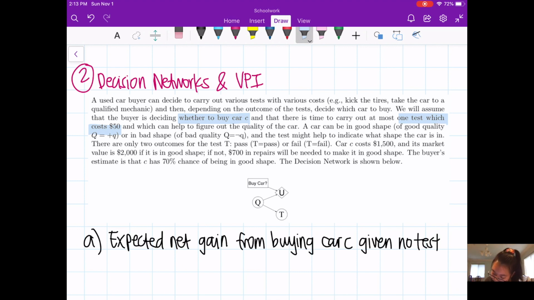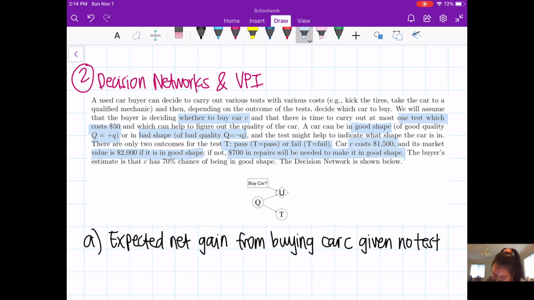And a car can be in good shape, which is represented by positive Q, or bad shape, which is represented by negative Q. And then the test will maybe help us, and the test can either be a pass or a fail. And car C costs $1,500, but its market value is $2,000 if it's in good shape, and $700 in repairs if needed.